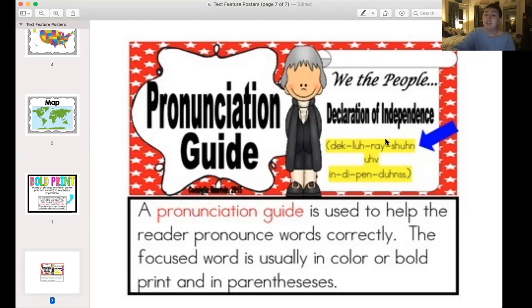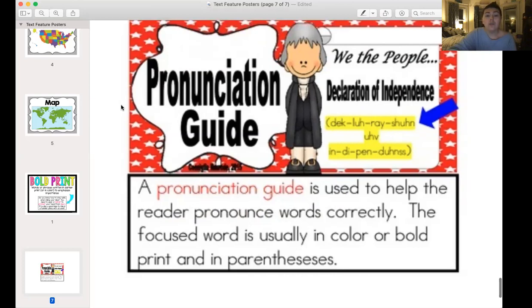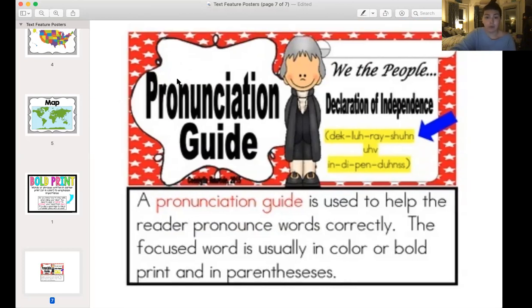So we sometimes see this on words, especially trickier words like vocabulary words or names of people and places. Sometimes they have pronunciation, so that way we can make sure as readers, we're pronouncing it correctly. So these are all important things that you're going to be searching for today.